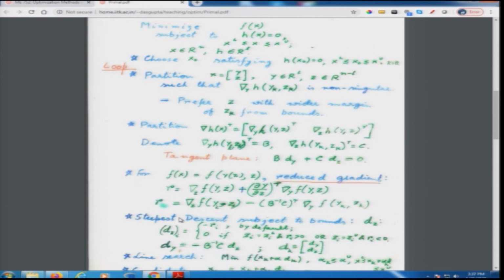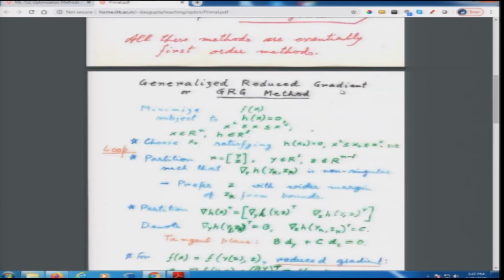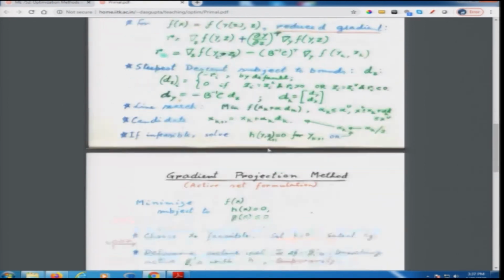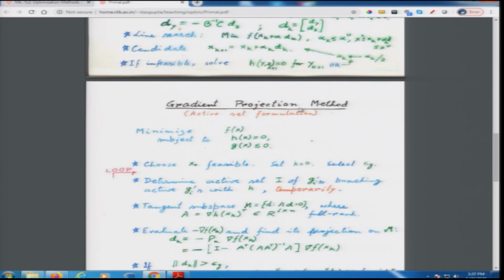So, this is generalized reduced gradient method or GRG method. Okay. So, we leave this here and in the next lecture we will cover the other method, gradient projection method. Okay.